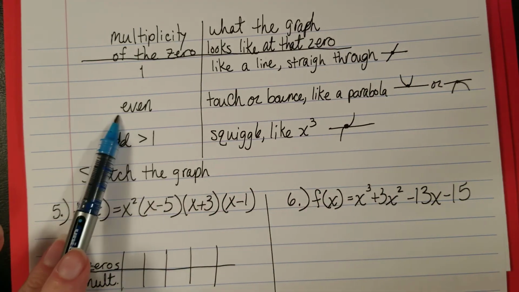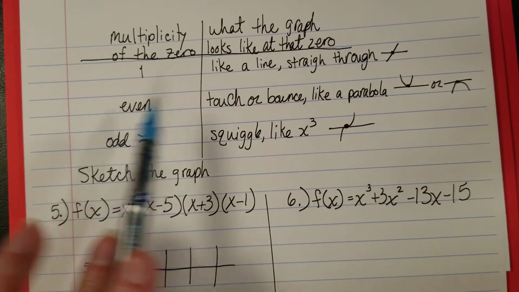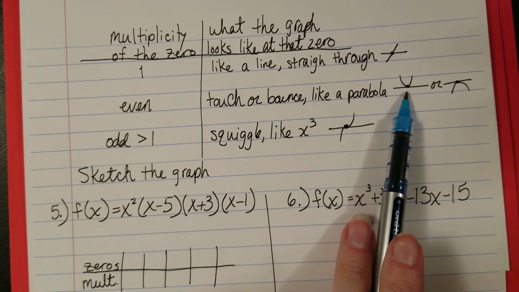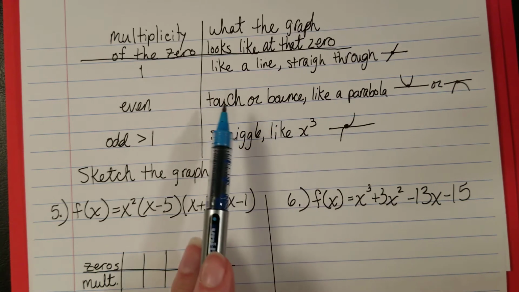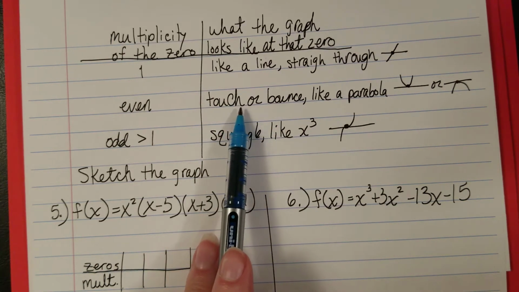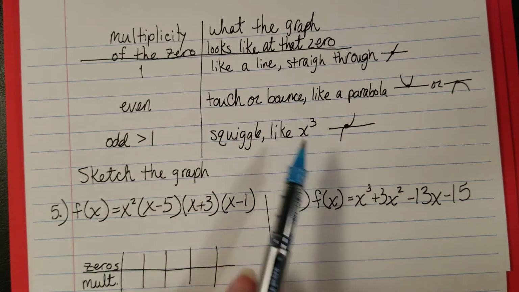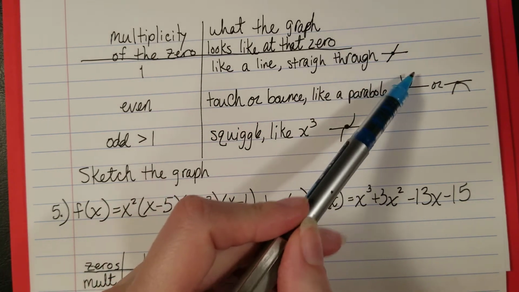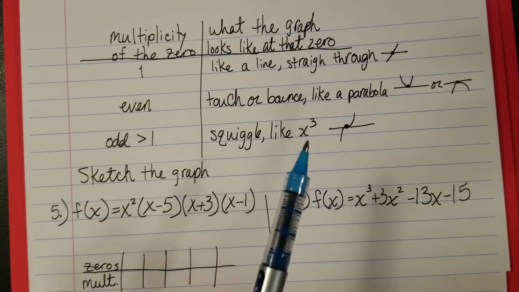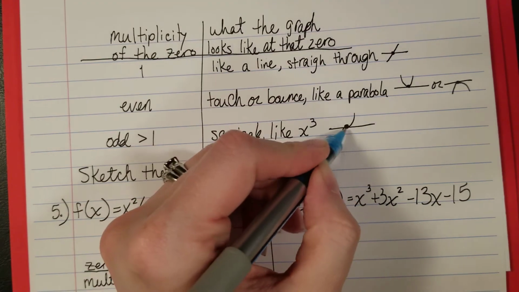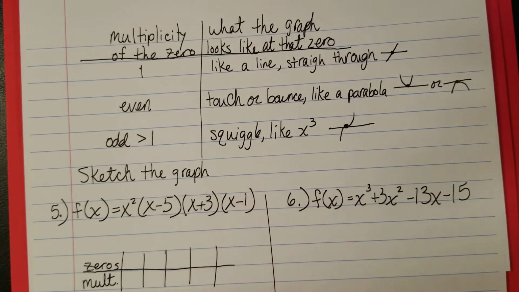Then if the multiplicity of the 0 is even, then it's going to look similar to a parabola when you zoom into that 0. They might describe that as, it just touches the x-axis and then turns around and goes the other direction, or it bounces off. It hits that and it bounces off the x-axis. All right, then if you have a multiplicity that is an odd number higher than 1, for example 3, then it's going to look similar to the x cubed function. I call that a squiggle. So when you zoom in on that, it'll look similar to an x cubed function.